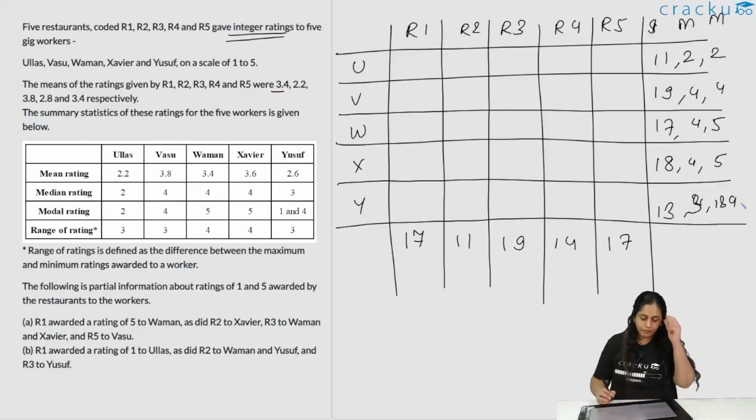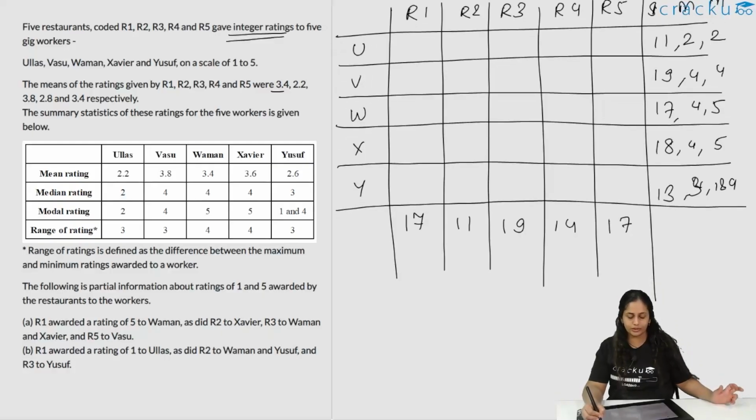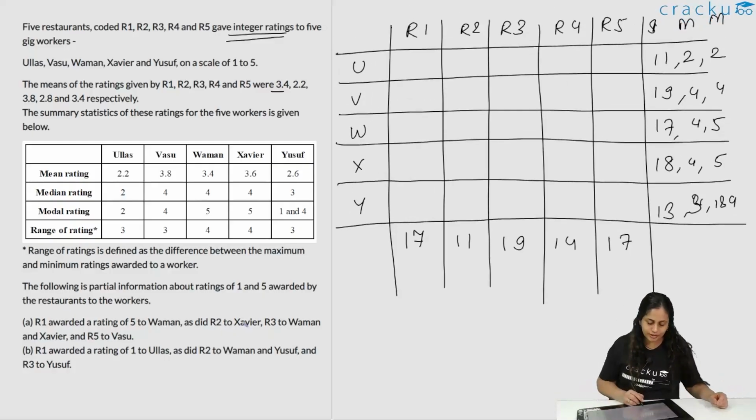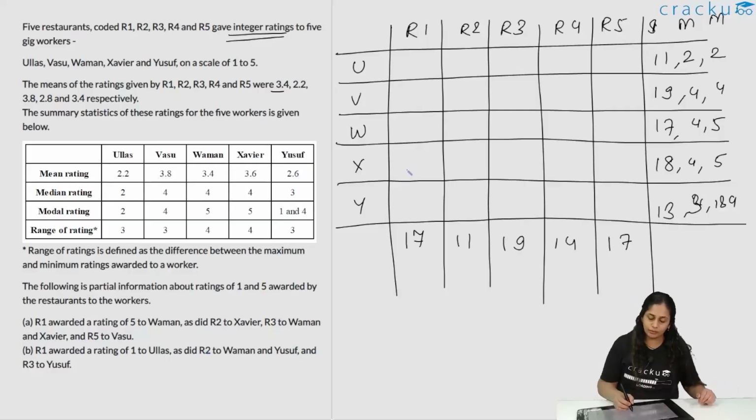Okay. So from this, can I try to infer what was the score given to each one of them? Another piece of information is given. Partial information about ratings of 1 and 5 is given. R1 awarded the rating of 5 to Vaman. So this is 5. And as did R2 to Xavier, so this is 5, and R3 to Vaman and Xavier, and R5 to Vasu, so this is 5.